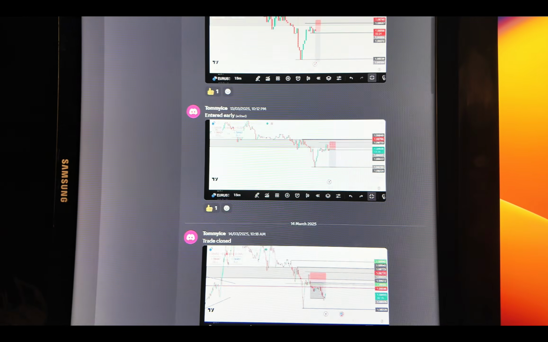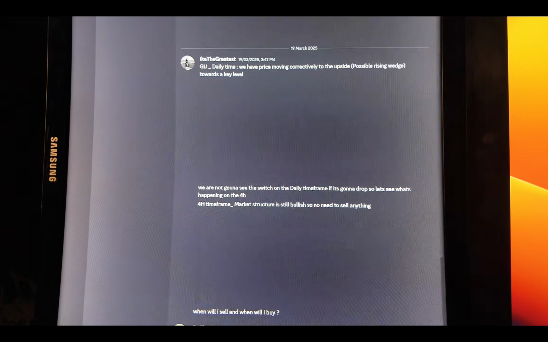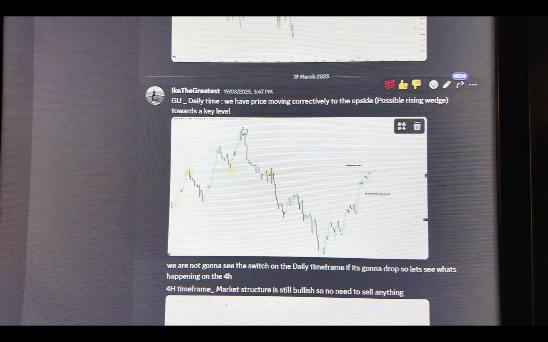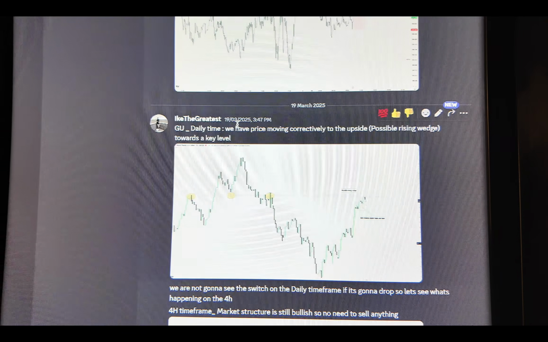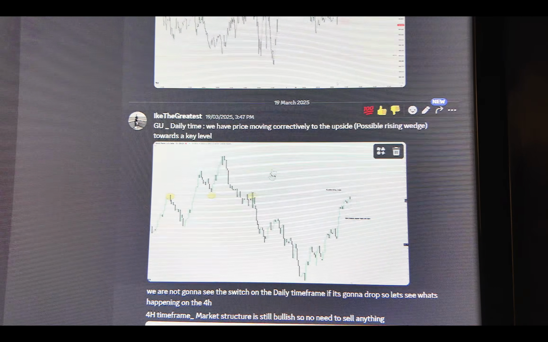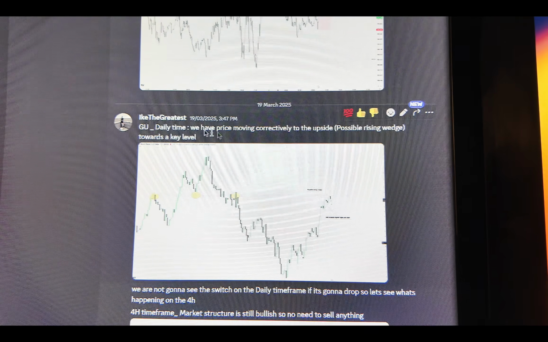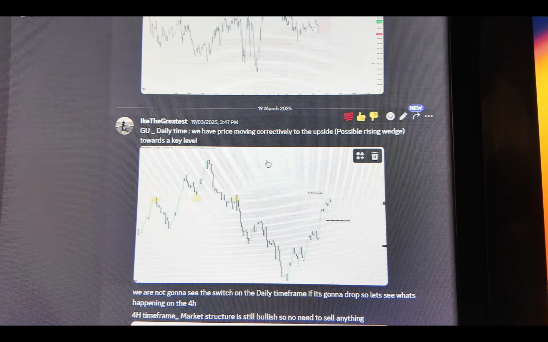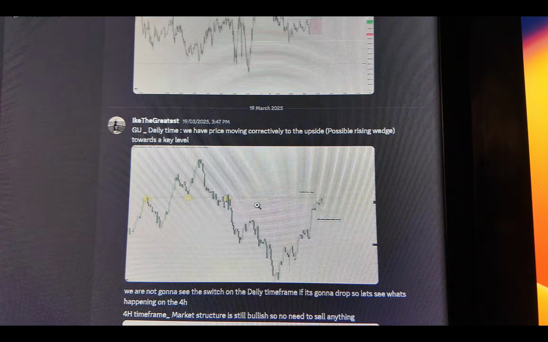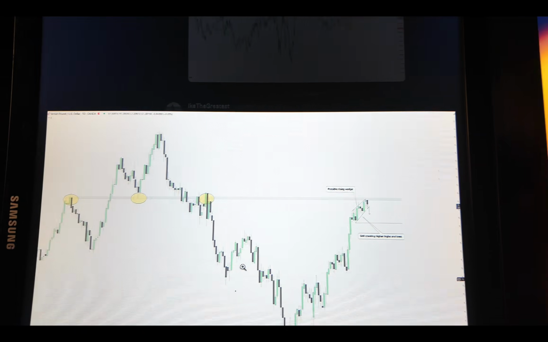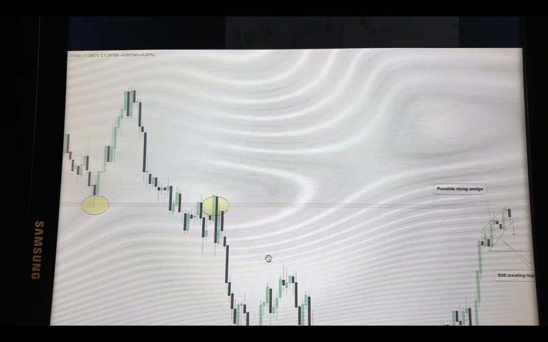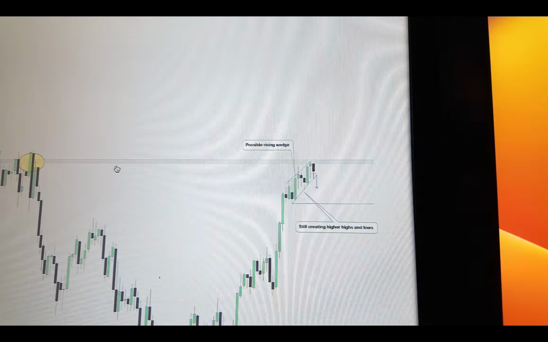I have my private community here on Discord. I'm going to go ahead and go to the setups. Yeah. So this is setups. This is GU, and I sent this setup on the 19th of March, right? So this is the daily time frame. I said we have price moving correctively towards the upside, a possible rising wedge. So this was the structure on the daily time frame, right? This is what I was looking at.